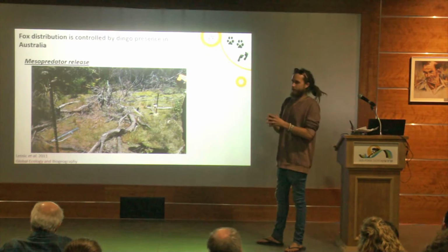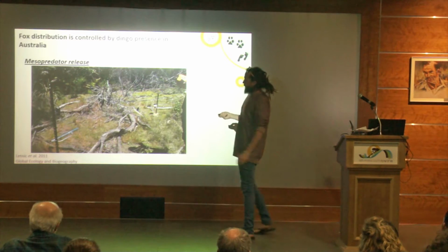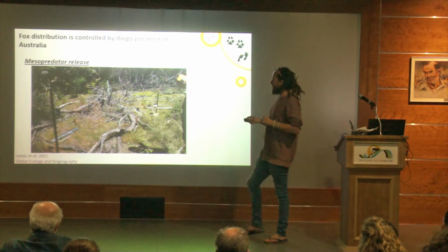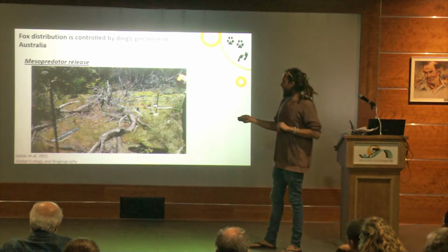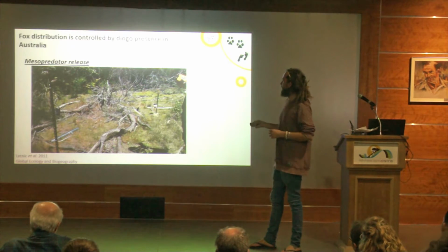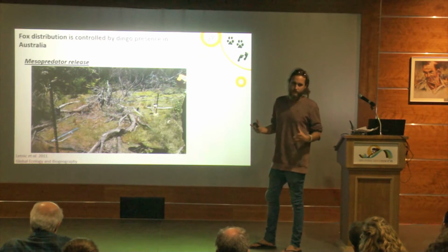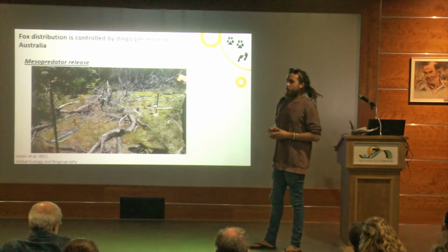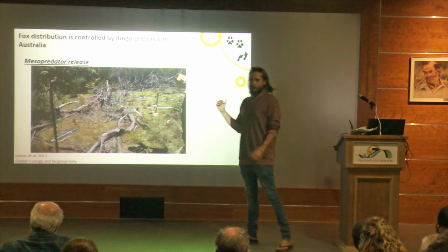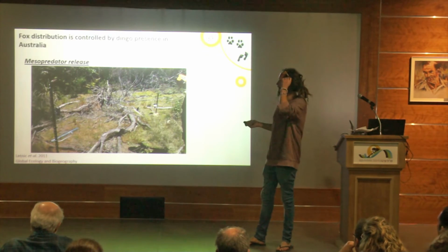But with this, each station has 4 different treatments, and we've got a camera facing a lure to attract foxes. And then in each treatment we're going to use scent marks. So we're going to work out whether foxes in Australia avoid coming to food where there's dingo scent, and over here avoid coming to places where there's wolf scent.